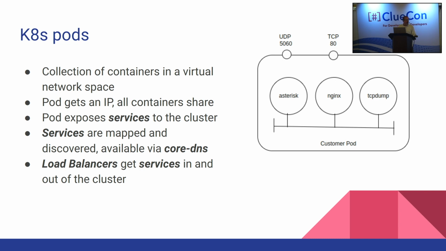So that Nginx container is really just going to be running the customer interface, and the Asterisk container obviously just runs Asterisk. That's kind of the Kubernetes and the Docker way, is to split services out into containers, right?